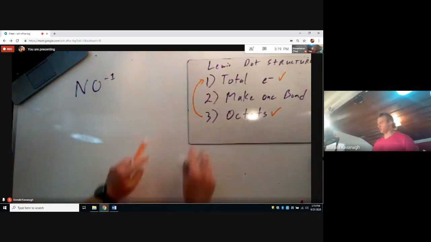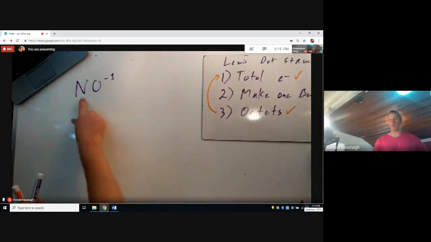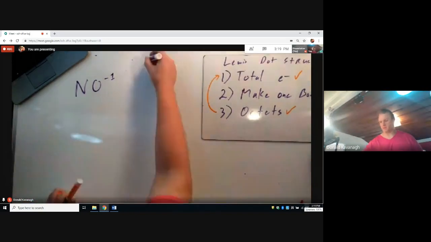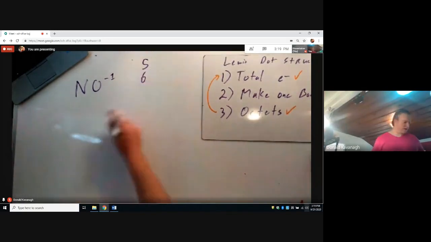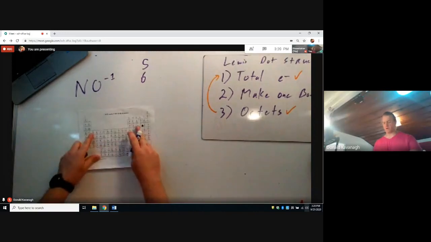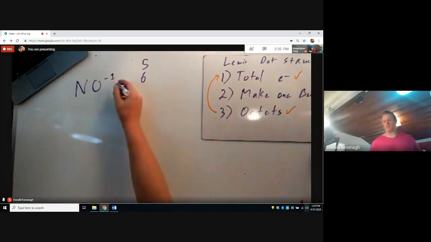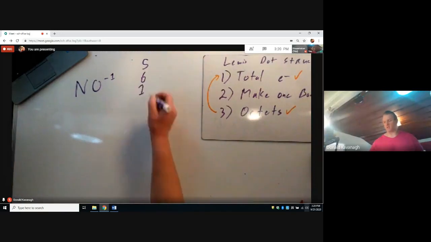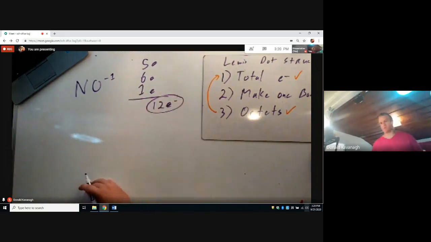Step 1 is our total electron count. The number of valence electrons that nitrogen brings to the table is 5. The number of valence electrons that oxygen brings to the table is 6. These are easily counted from its location on the periodic table. Anything that has a negative charge to it must have gained electrons. If it has a -1 charge, it must have gained 1. So our total electron count is 12. We cannot have any more or any less than 12 electrons.